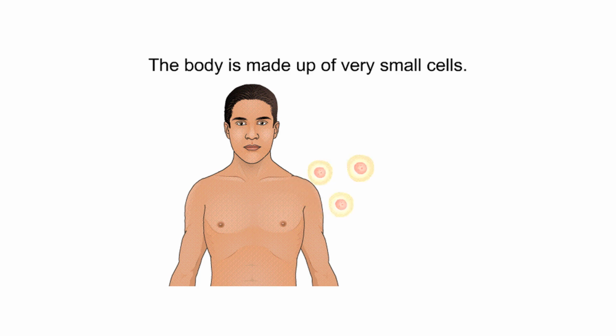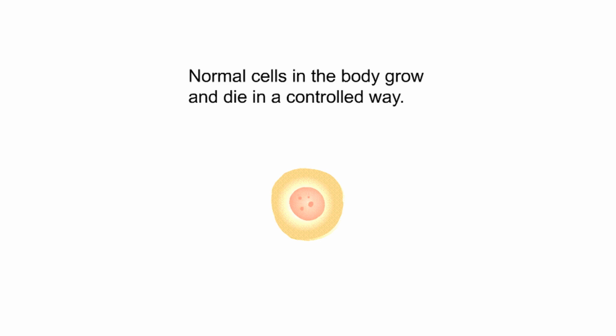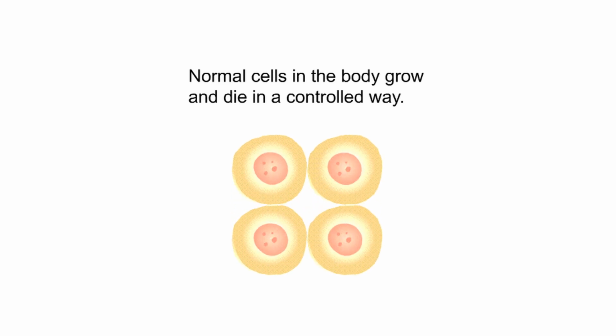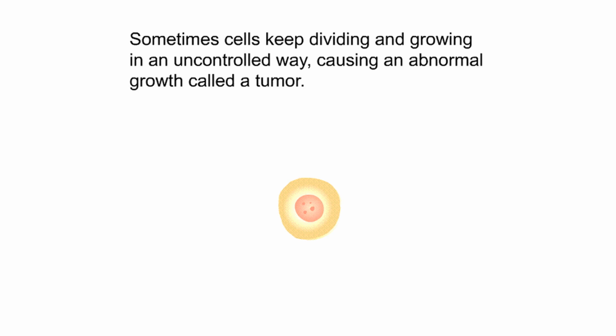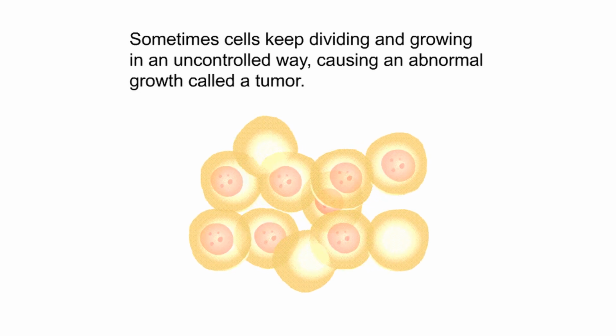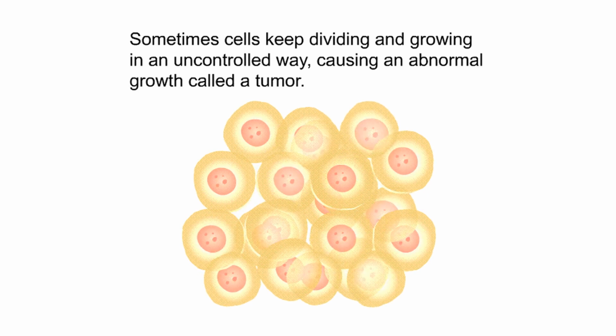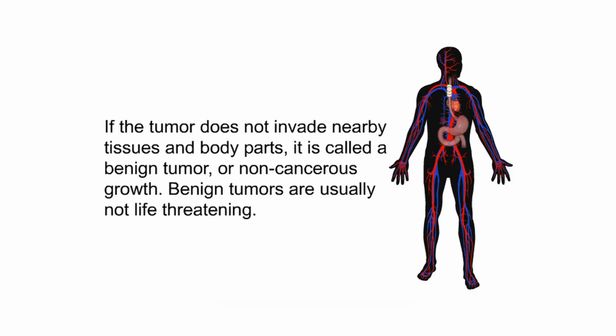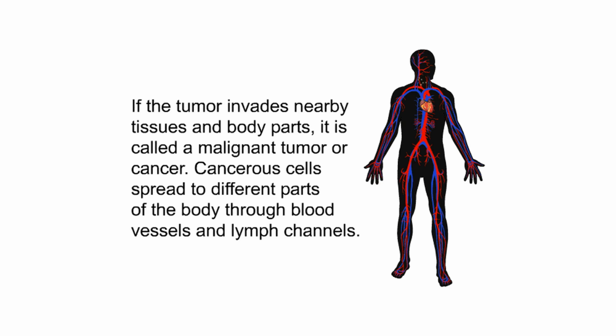Esophageal cancer. The body is made up of very small cells. Normal cells in the body grow and die in a controlled way. Sometimes cells keep dividing and growing in an uncontrolled way, causing an abnormal growth called a tumor. If the tumor does not invade nearby tissues and body parts, it is called a benign tumor or non-cancerous growth. Benign tumors are usually not life-threatening. If the tumor invades nearby tissues and body parts, it is called a malignant tumor or cancer.